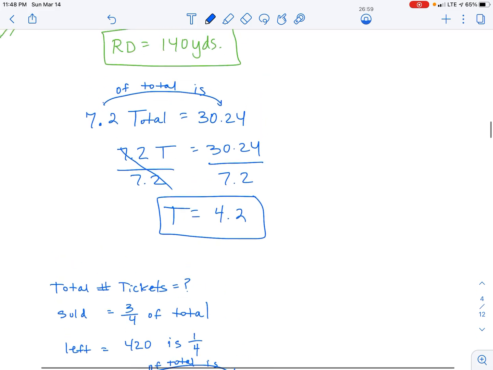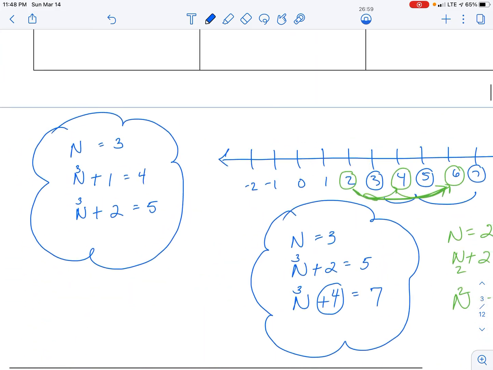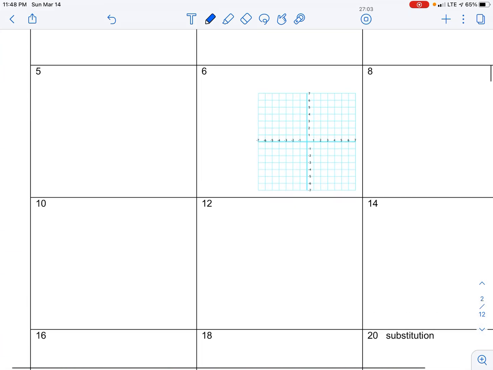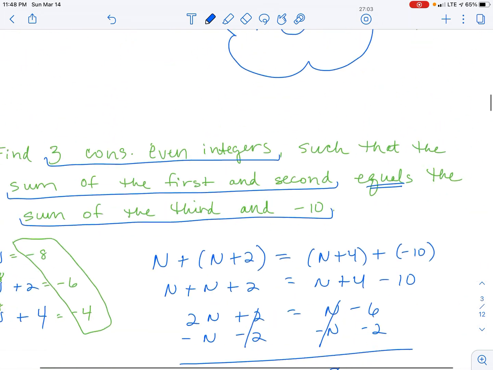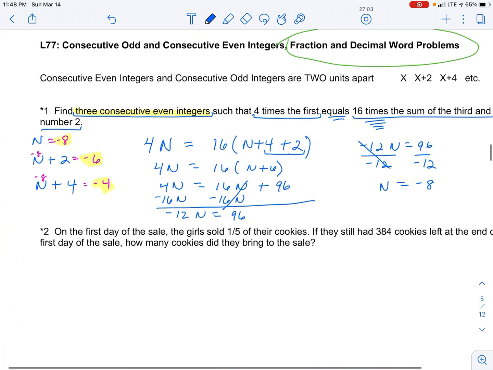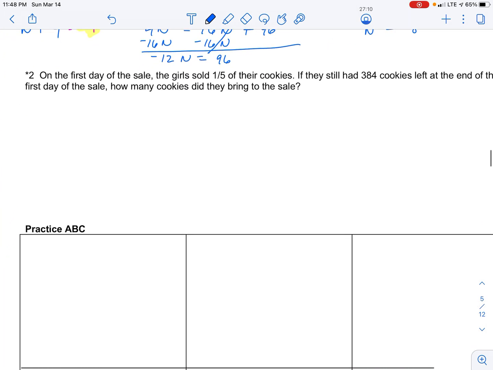Okay, now let's go up top here. We're going to do the one in our notes. Oops, going the wrong way. 77, go down. Here we go. Alrighty.